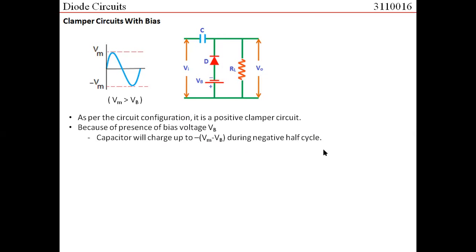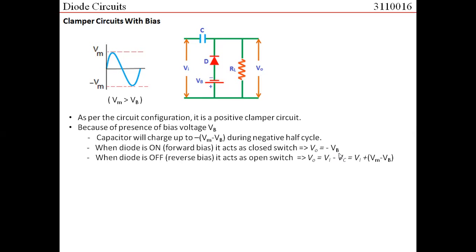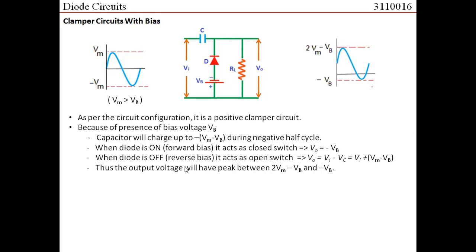And this would happen in the negative half cycle. In the positive half cycle, the output would get repeated. When the diode is on, that is forward bias, it acts as a closed switch, and the output voltage would be equal to minus Vb. When the diode is off, it acts as an open switch, and the output voltage would be equal to Vi minus Vc. Now, what is your Vc? Vc is minus of (Vm minus Vb). So you would get input voltage plus Vm minus Vb, right? Thus, the output voltage would basically look something like this.